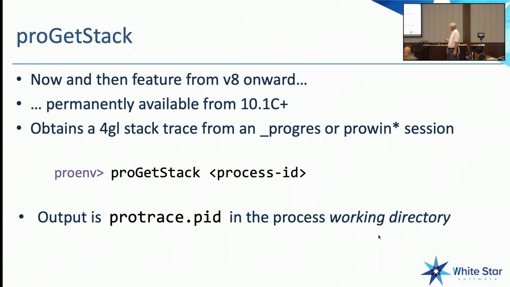And what it does is it allows you to ask for a protrace from any running process, any running 4GL process. So you use progetstack, you give the process ID, and you get a protrace.pid in the working directory. And that will tell you the same information that the CSC tells you, but without the restriction that it's only the database statements. So if you're in a loop calculating the value of pi, it will tell you that you're on the line that is doing some exponentiation or something.